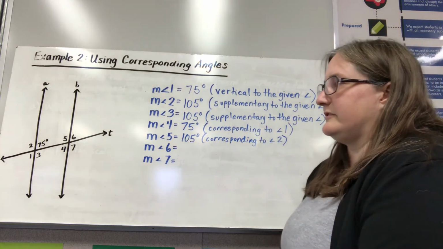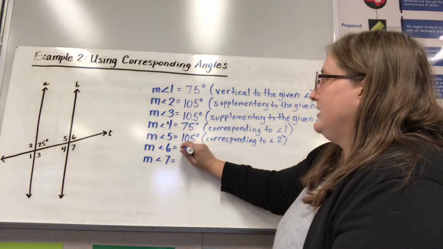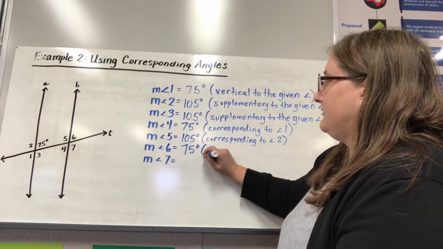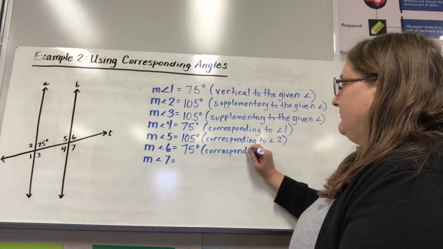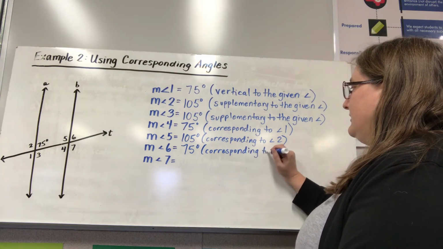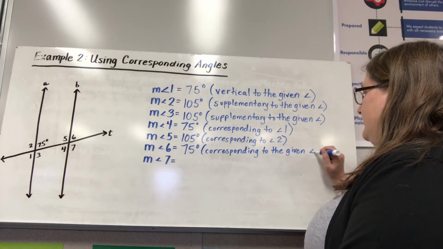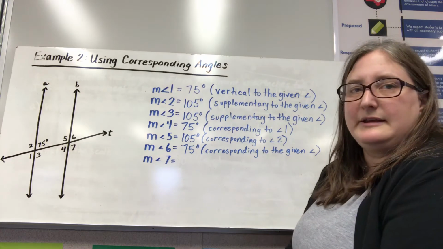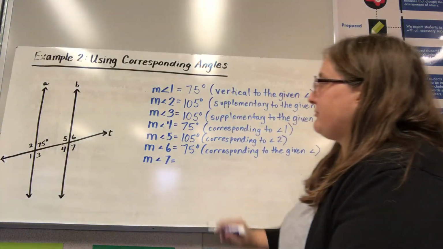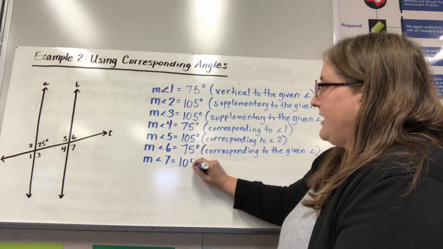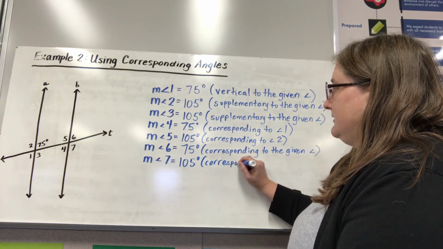Angle 6 matches up with the given angle, the 75-degree angle. They're in the same spot. So 75 degrees, because he corresponds to the given angle. And last but not least, angle 7 is in the bottom right, same position as angle 3. So 105 degrees, because it corresponds to angle 3.